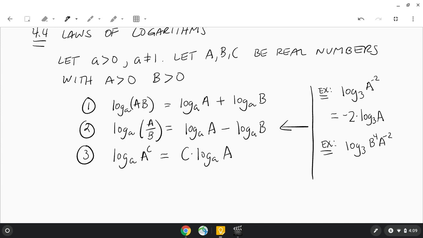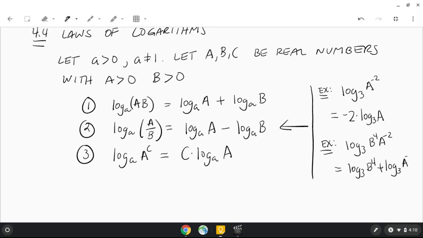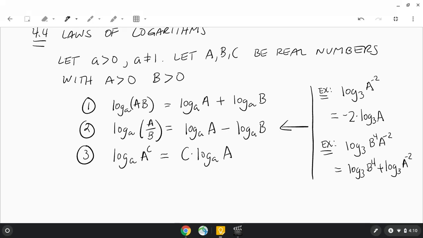Here I have a product. One of them has a positive exponent, the other one has a negative. Since I have a product, I could separate them. That's from the first law. And then from the third law, if you have the exponents, you can bring them down to the front.